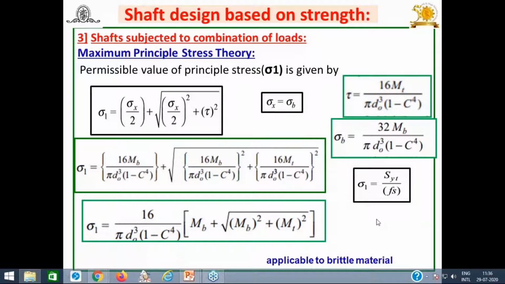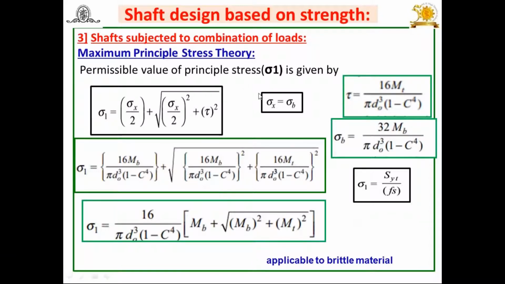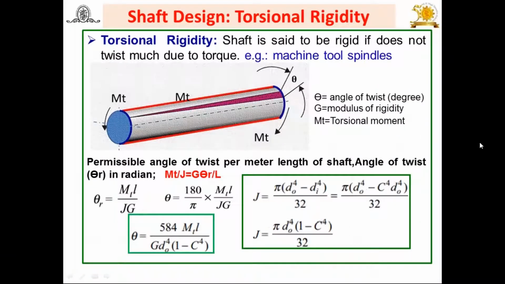Try to understand, the fundamentals are the same. Only what are the changes? The moment of inertia I in My by I is going to change. And in case of torsion, J, the polar moment of inertia, is going to change, and the value of y, the distance from the neutral axis, is going to change to d by 2. Otherwise the analysis remains the same as for a solid shaft. And this maximum principal stress theory is applicable to brittle material.